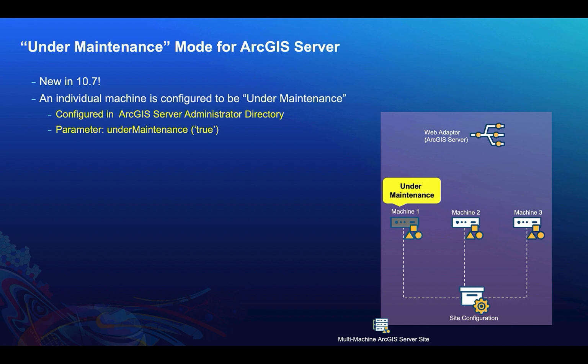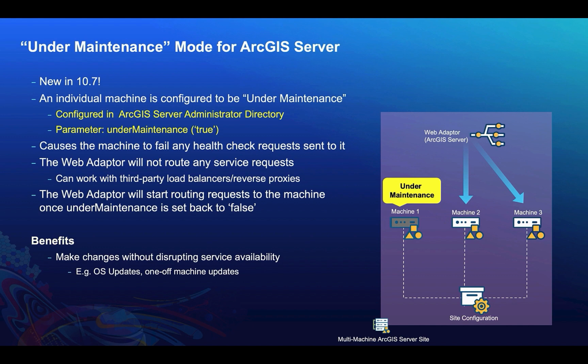This is where the under maintenance property comes in. Basically, you can mark specific nodes in your site as under maintenance. This will result in the machine health check for that particular machine returning false. The ArcGIS web adapter will honor this and not route requests to this machine. This will also work with third-party load balancers or reverse proxies, as long as they depend on the server machine health check to determine whether to route requests to a server machine or not. The web adapter will start routing requests to the machine once under maintenance is set back to false.